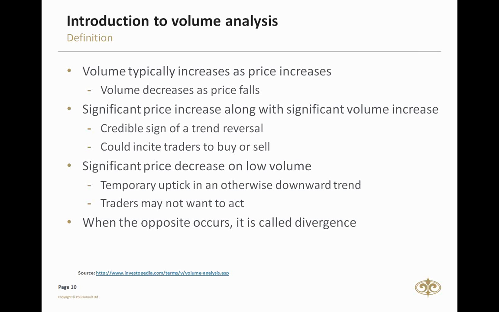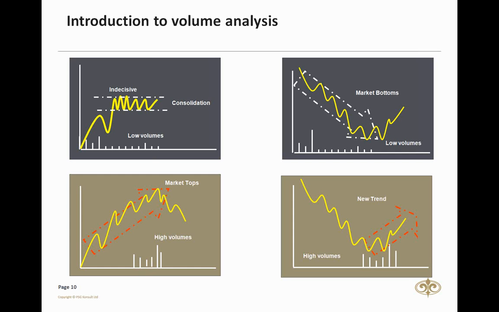When you look at it another way, a significant price decrease on low volume could be considered just a temporary uptick in a downtrend, and a lot of traders don't react to that. When the opposite occurs, where the price goes up and the volume's falling, or the other way around, volume's increasing and price is falling, that's what we call divergence, and that's what you also want to take advantage of. And hopefully I'll show you some examples just now.